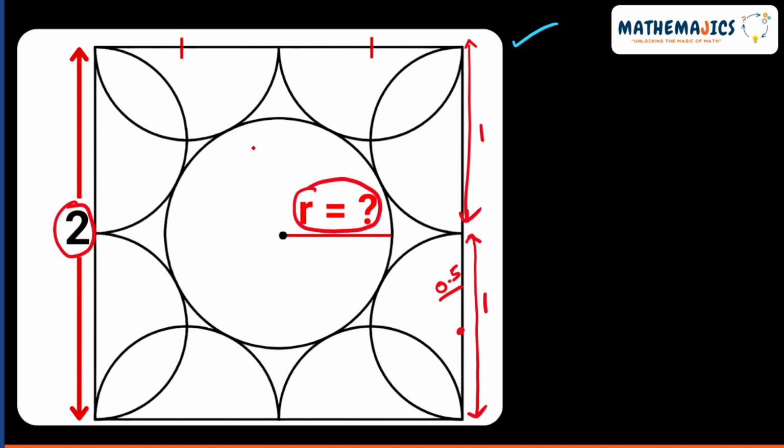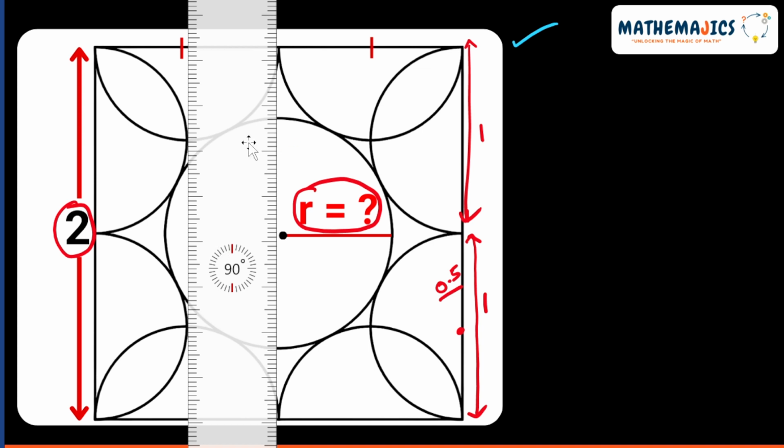Now please see, this circle is touching tangentially each of the semicircles. So to solve this question, we will be doing some construction work. Let's see what that construction work is. First of all, I will be joining the center of the circle with the midpoint of the side of the square, or the touching point of the two semicircles. This is the touching point of the two semicircles, and we will draw a perpendicular from the center of the circle. Okay, so this is the perpendicular.